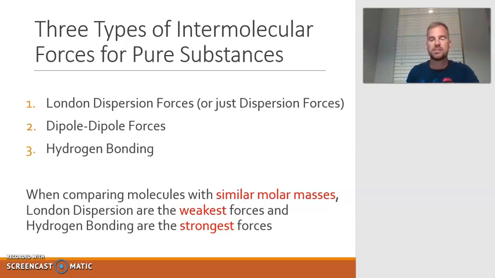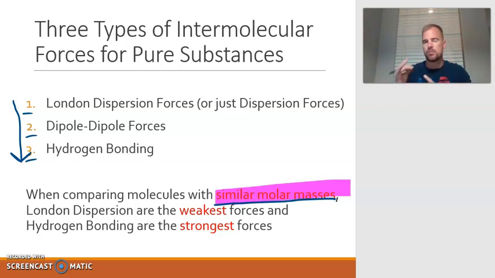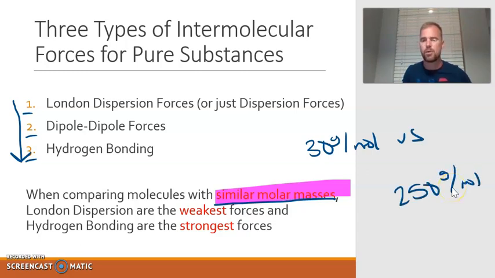Before we go into each of the three, it's good to know that when you are comparing molecules with similar molar masses, London dispersion forces are the weakest and hydrogen bonding is the strongest. So we see that relatively the strength increases as we go from 1 to 2 to 3. But like I said, that's as long as the molar masses are relatively in the same range. If you're comparing one molecule that's about 30 grams per mole to another molecule that's, let's say, 250 grams per mole, I wouldn't say that's similar. I'd say that's pretty significant. So we'll talk about some exceptions as well.